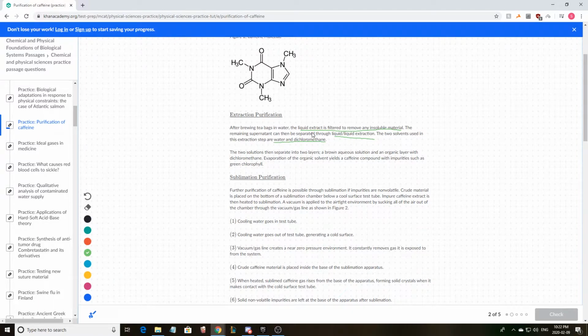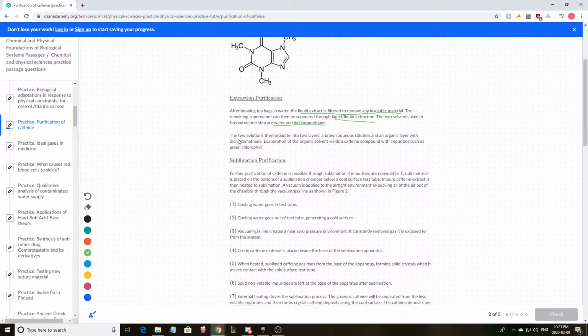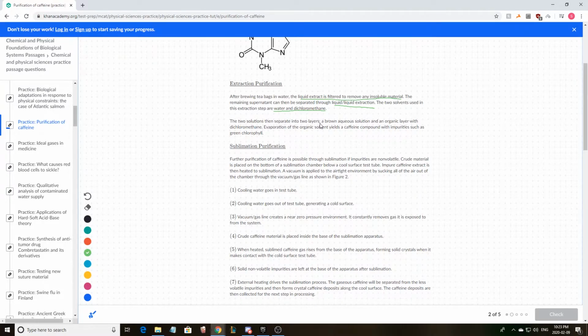So again, the core pieces of information here are the liquid extract is filtered to remove any insoluble materials, and that we use liquid extraction using water and dichloromethane. The two solutions then separate into two layers, a brown aqueous solution and an organic layer with dichloromethane. Evaporation of the organic solvent yields a caffeine compound with impurities such as green chlorophyll. So you have to read between the lines here, but what they're stating is when you evaporate the organic solvent, you're left with the caffeine compound with some impurities. This indicates that the organic layer in question here, the layer with dichloromethane, is the one filled with impurities to begin with, because that's what we're trying to evaporate and get rid of.